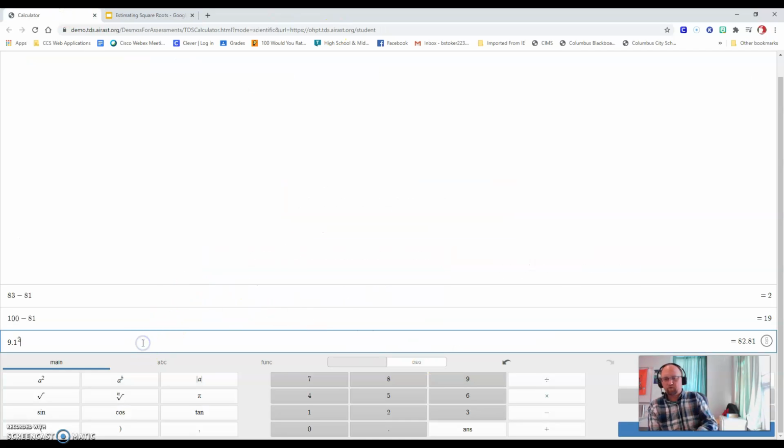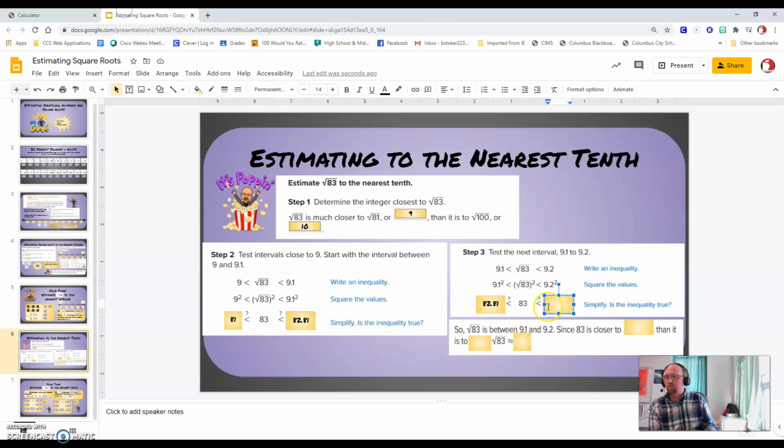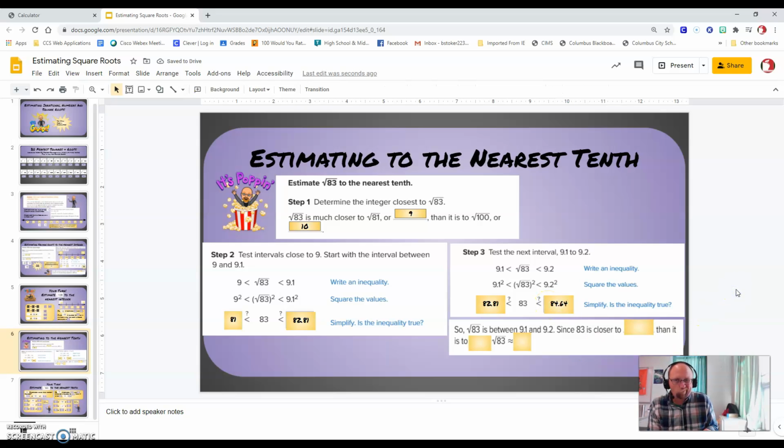So again, come over here, evaluate it. 9.2 squared is 84.64. Okay, now I'm going to enter that. 84.64. Now, is this inequality true? Does this make sense? Does it work? Is 82.81 less than 83? Yep. And is 83 less than 84.64? You bet it definitely is.